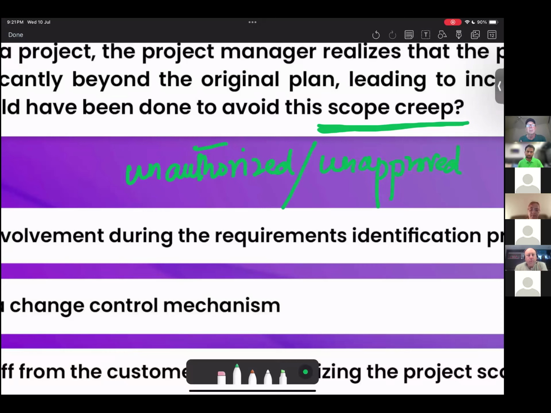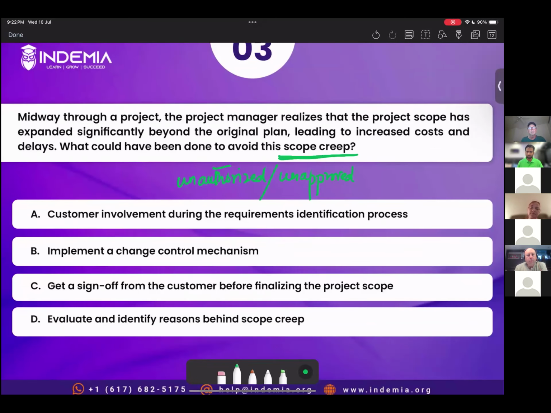For example, you agree on something and then there is a change request, and without getting approval from the sponsor or relevant body, you incorporate that change. When you incorporate that change, this is called scope creep. An unauthorized, unapproved change to project scope is called project scope creep. How can we avoid scope creep?